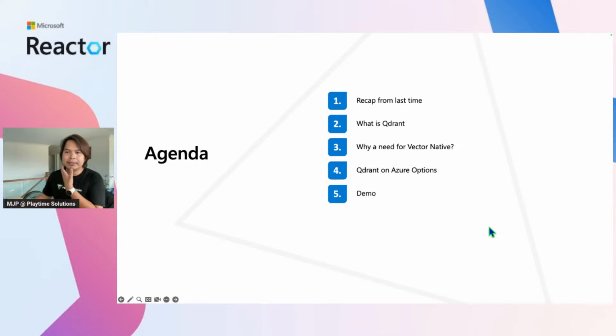But here's a full agenda for the next time that we'll be in touch with each other. First off, we'll have a quick recap of what we talked about in the past. What is Qdrant? Why do we need a vector native database? And what are the hosting options out there if you're going to use Qdrant? And I'm going to show those different options through a demo.